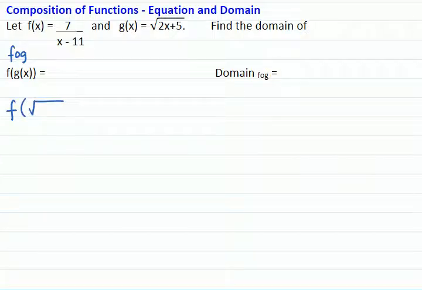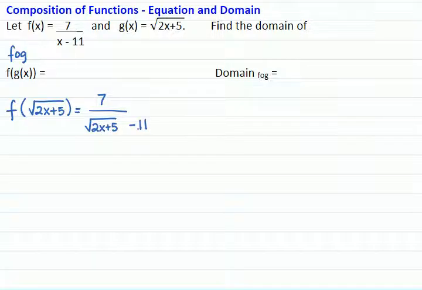G of x is the square root of 2x plus 5. So that means that in the expression f of x, 7 over x minus 11, in the place of x we will substitute the square root of 2x plus 5, minus 11. We are going to leave our expression like that, and that will be our final answer for now. So our final answer will be 7 over the square root of 2x plus 5 minus 11.